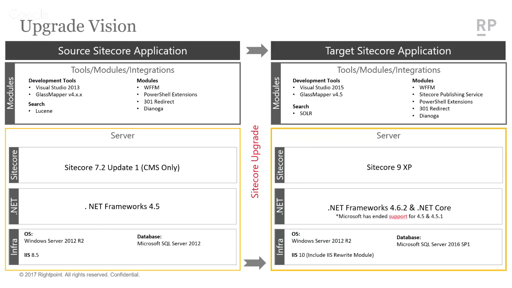Once I've done all the planning and all the considerations, one of the things I typically do is create an upgrade vision board that outlines what the current system has, what the current source application is doing, and what tools it is using. If it's got GlassMapper, what version of GlassMapper; what kind of search provider it is using; what modules it has installed; along with what version of Sitecore, .NET, and any of the infrastructure. This is a very simplified version of the board that I typically create, but it gives you a good understanding of what might be involved here.